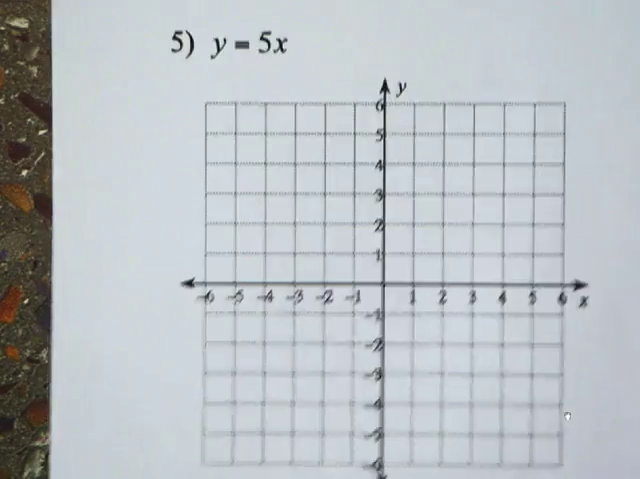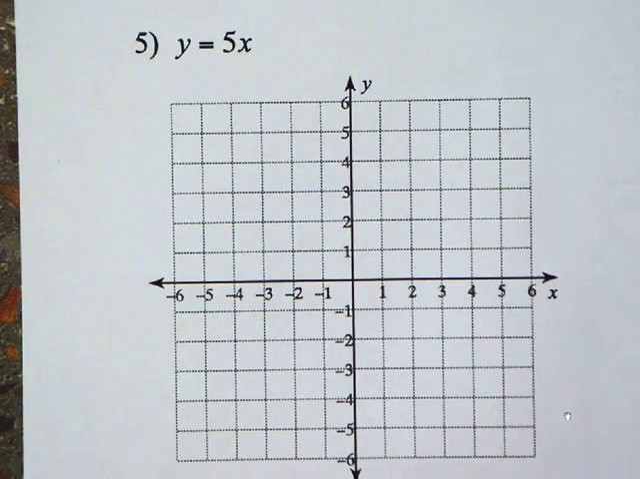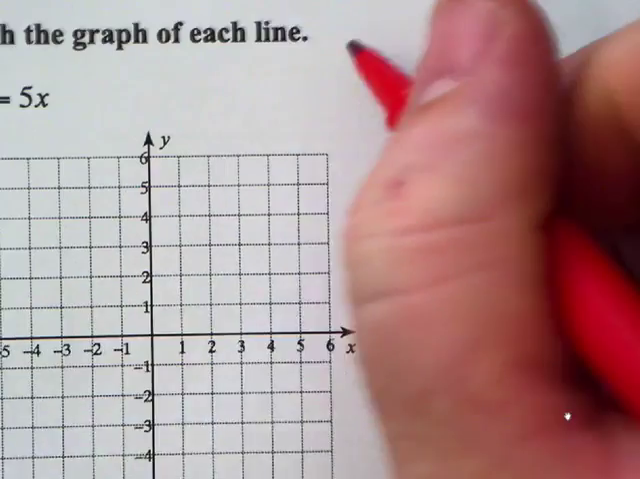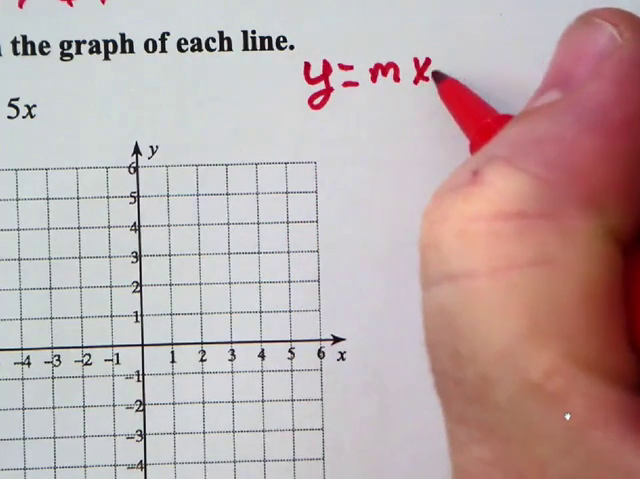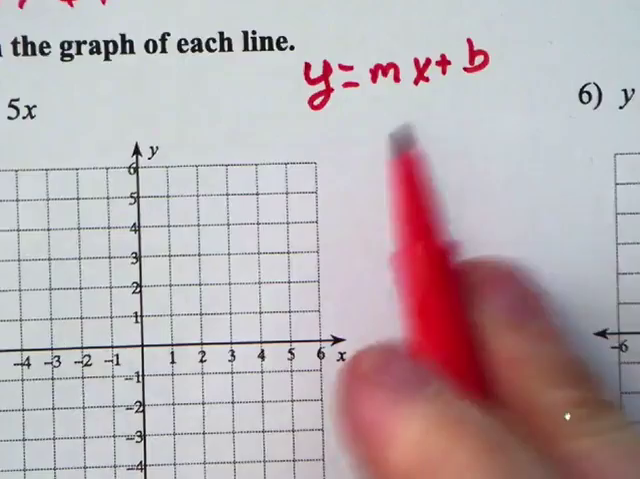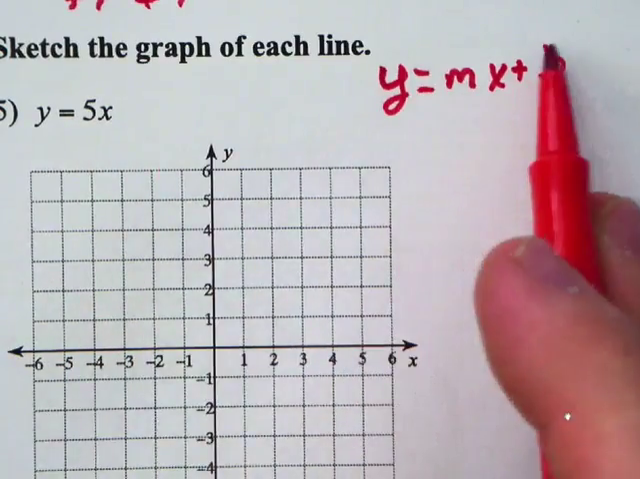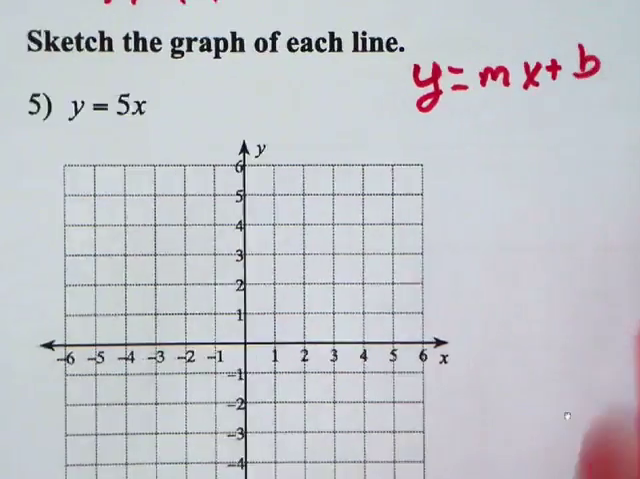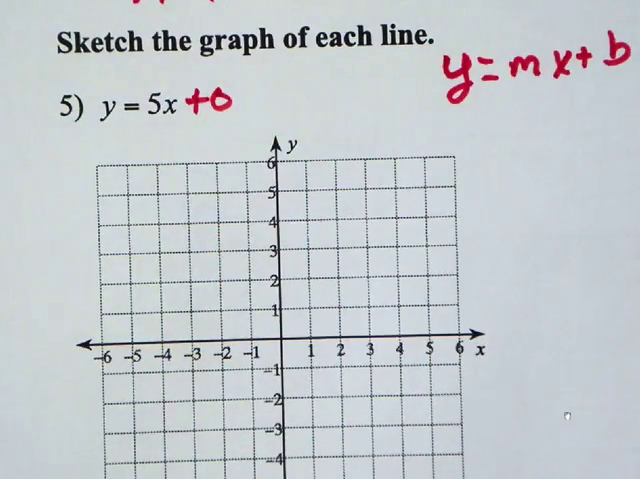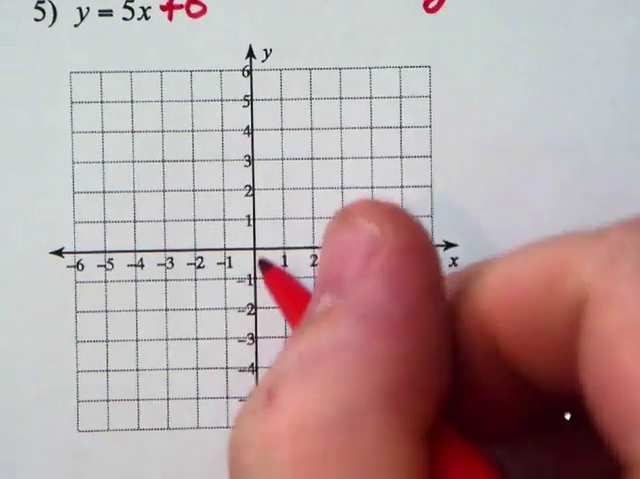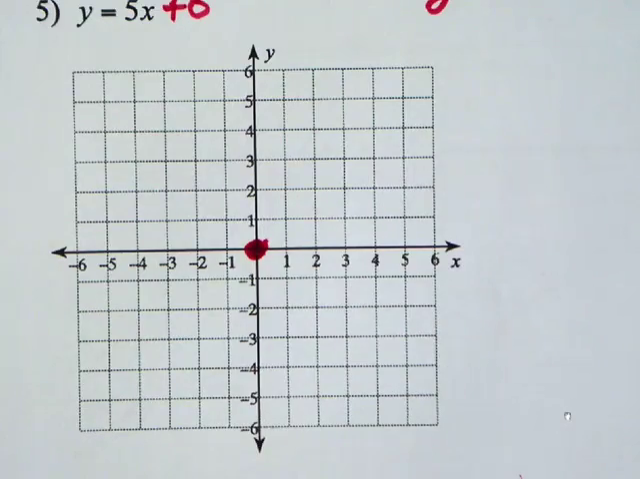Number 5. We're moving on to graphing here. Y equals 5x. Okay. We need this in the format of y equals mx plus b. Now we have the y equals something times x, but we don't have the plus b. So what does that mean? Well, that just means we don't have anything there, plus 0. Plus 0 means it's crossing the y-axis right here when y is 0.